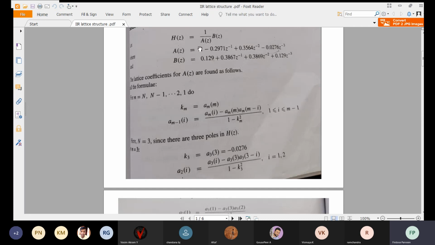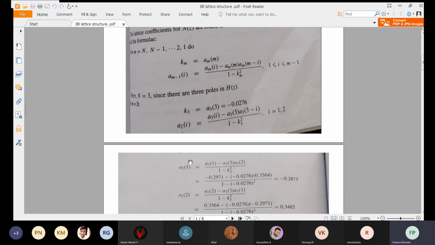So what is this one? It is A3(0), this is A3(1), this is A3(2), and this one will be your A3(3). So A3(3) is equal to -0.0276. It is nothing but K3.